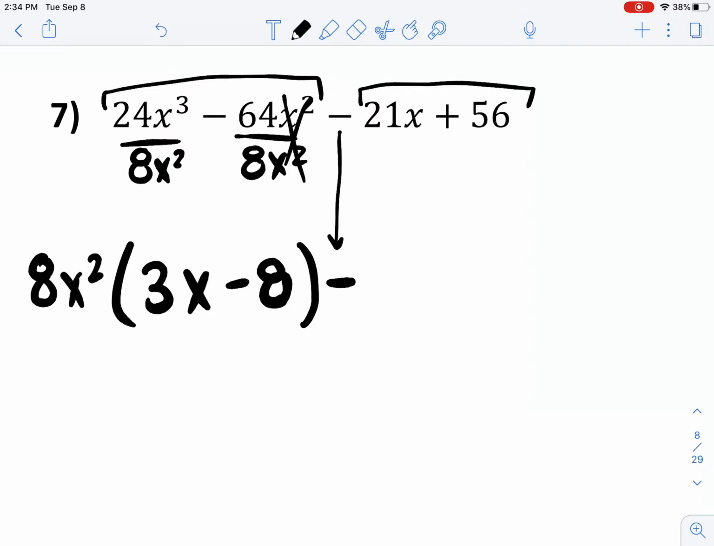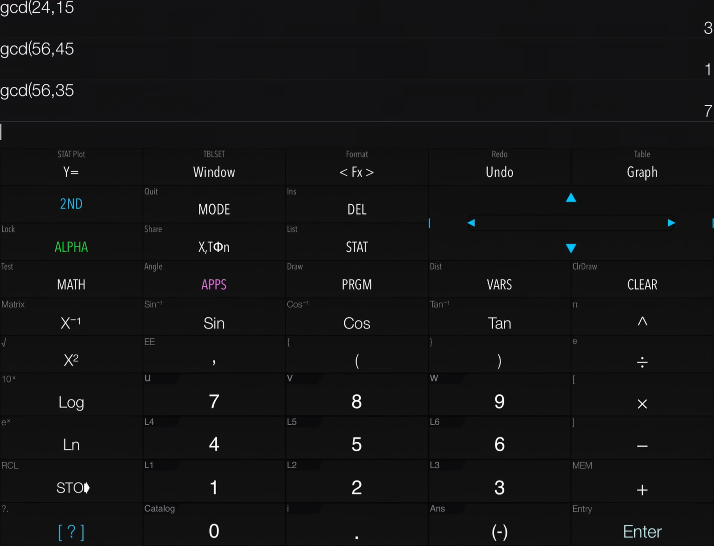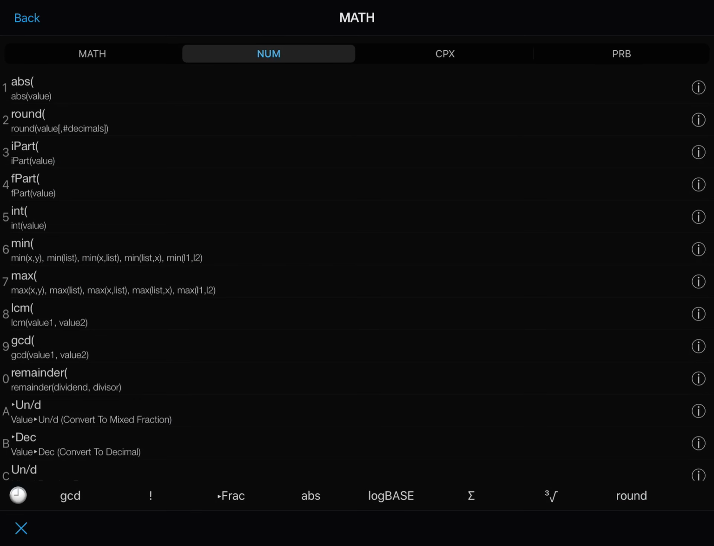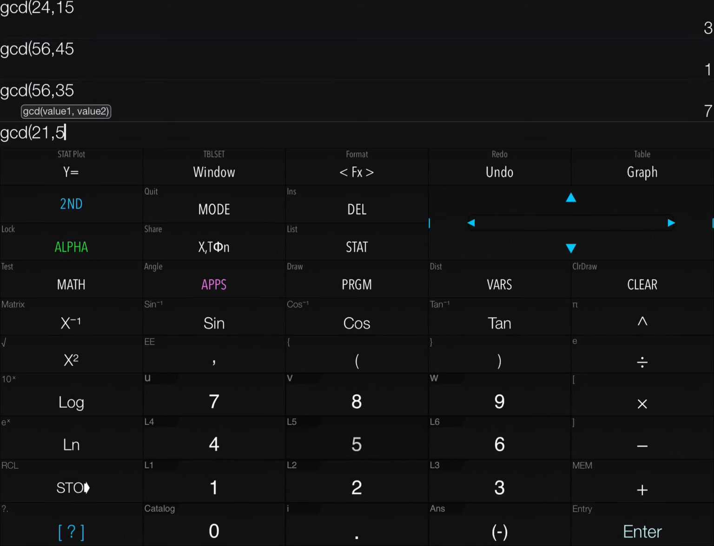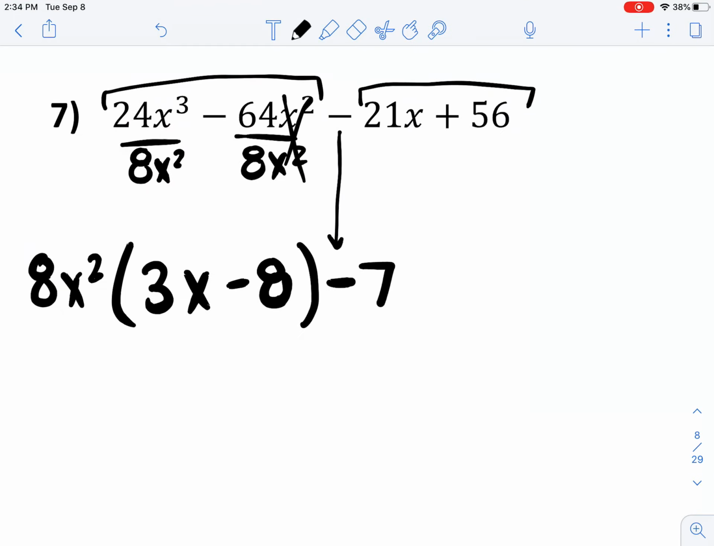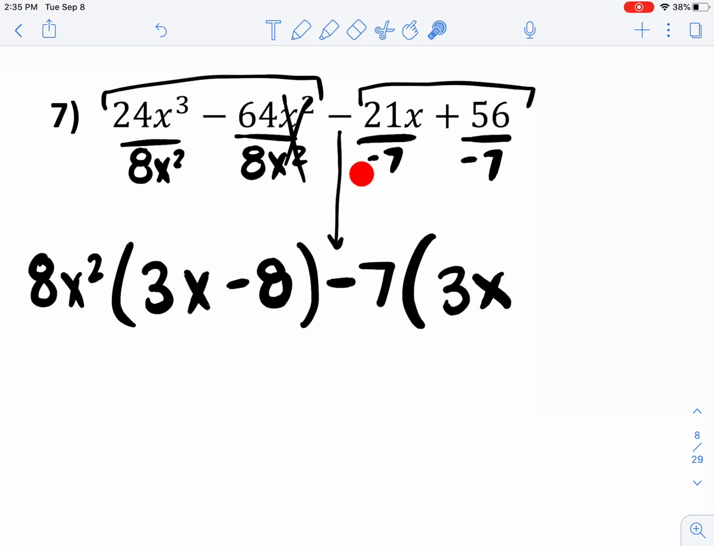And 21 and 56, I already know that this is going to be a 3, or a 7, sorry. So I'm going math num 9, 21 comma 56, and we get 7. So that means I put minus 7 because I had to bring down this negative sign. No variable here because that doesn't have a variable, so I'm just dividing by a negative 7. So group 2's GCF is negative 7. Negative 21x divided by negative 7 is a positive 3x, because a negative divided by a negative is a positive. 56 divided by negative 7 is negative 8.